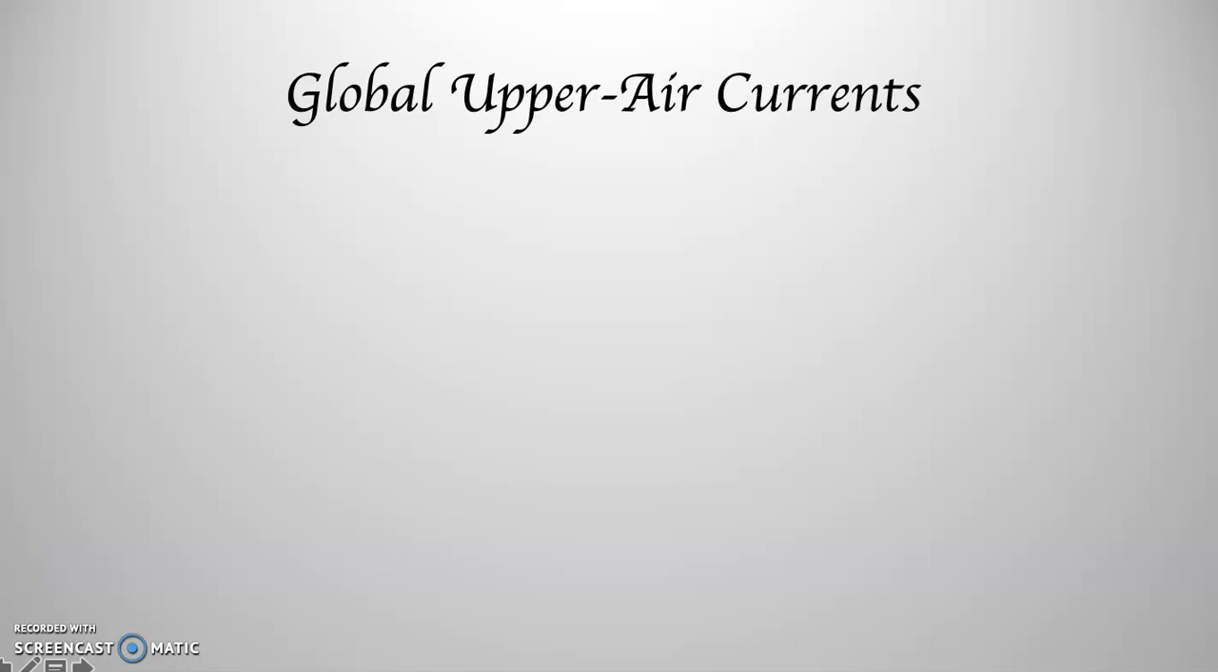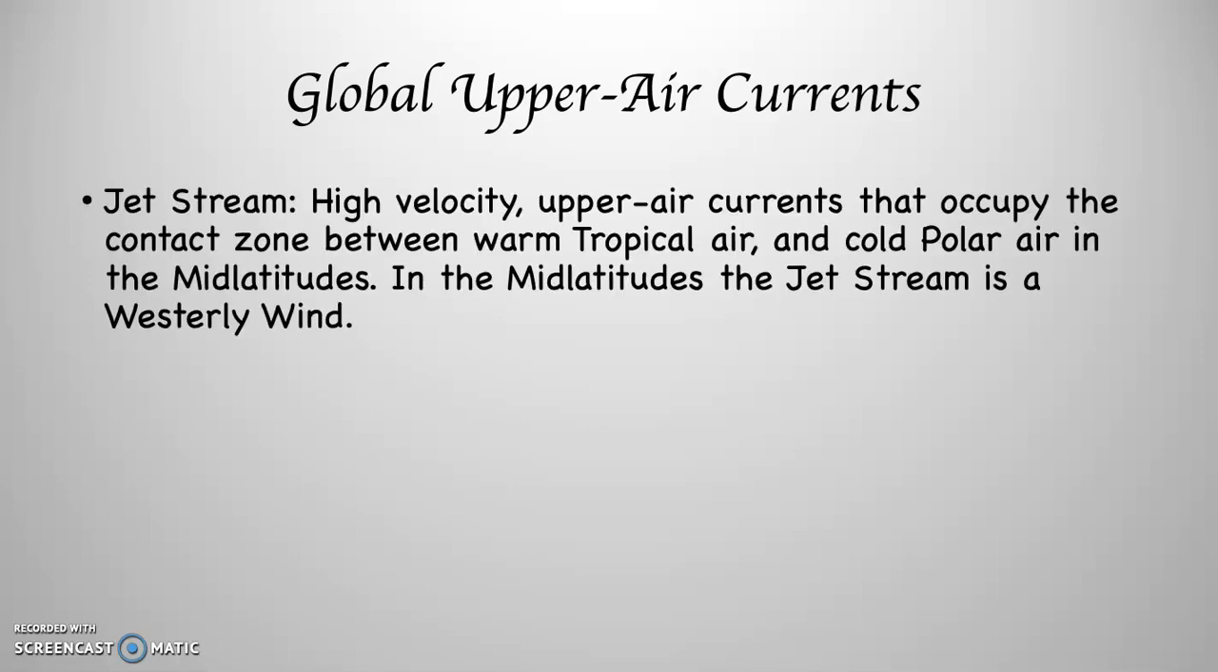The third global system are the global upper air currents, which you probably know as the jet stream. These are high velocity, sometimes 180 miles an hour, upper air currents. That means upper air winds, 25 to 35,000 feet up. High velocity upper air currents that occupy the contact zone between warm tropical air and cold polar air in the mid-latitudes. I live in the mid-latitudes. You probably live in the mid-latitudes.